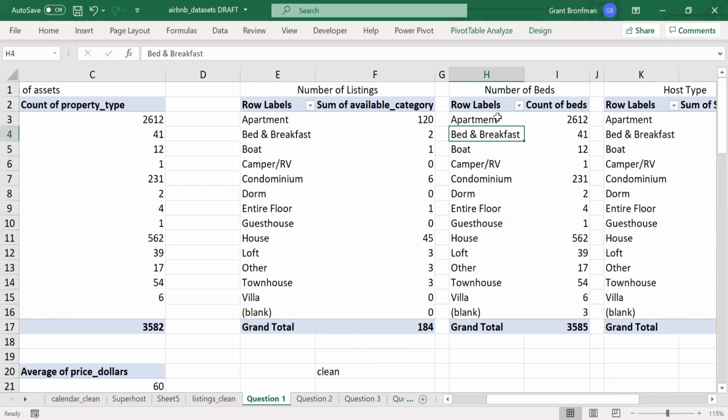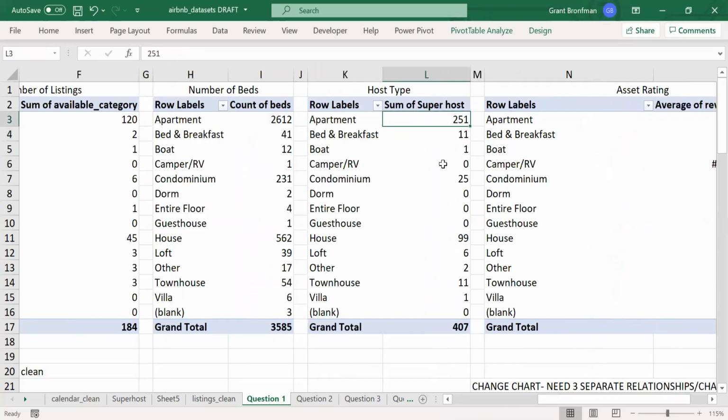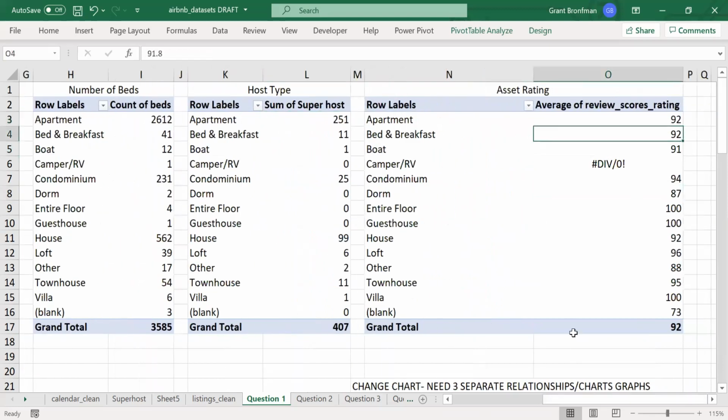Now, number of beds. The standing variable for me here is the apartments, and there's the most beds for apartments. This is because more apartments, as we concluded before, equals more beds. For host type, this is also a similar trend. The apartments are no surprise to have the most hosts due to its large sample size, therefore more likelihood of having superhosts.